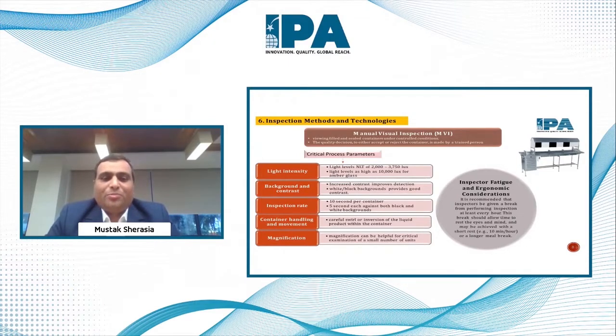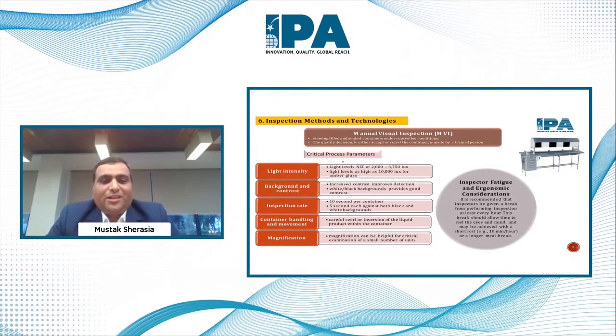The inspector is pre-qualified prior to the start of this manual inspection process. The critical process parameters for the manual visual inspection activity include the light intensity of the inspection booth, and there is a defined criteria for this intensity. For backgrounds and contrast, white film and black film have to be utilized, and there should be a periodic replacement program for this to consistently meet adequate contrast.